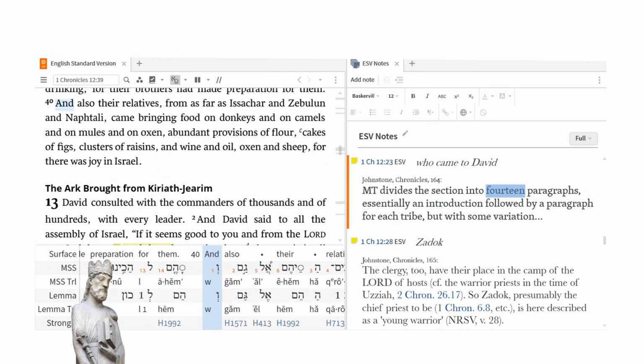And so we have all the people defecting over to David, unifying under David's banner, and that will take us into chapter 13, where they're going to attempt to bring the Ark of the Covenant from Kiriath Jearim, and that is going to be the first failure of David. But we'll pick up that story next time.